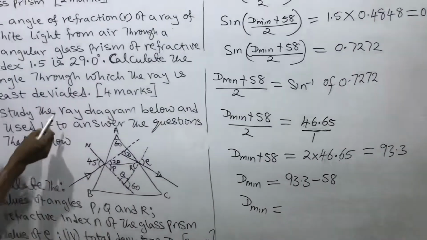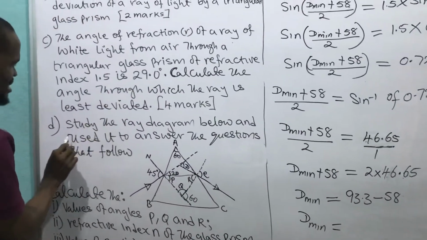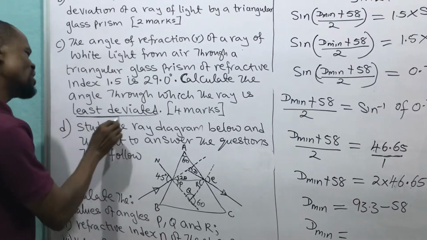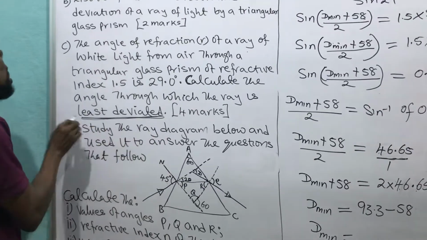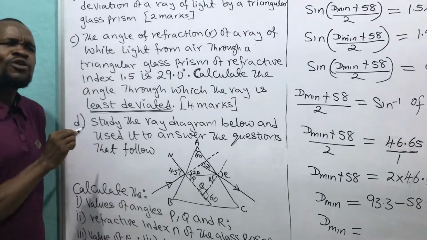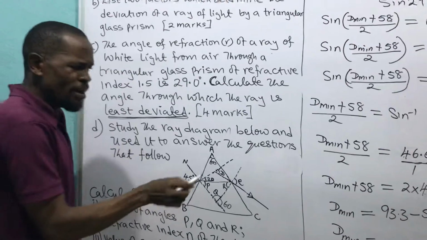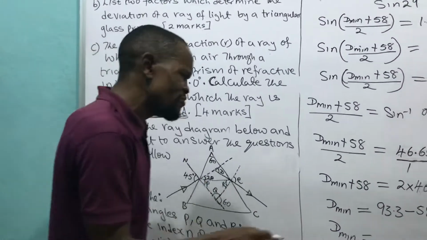Look at it. What they said here is what? Least deviation. Least deviation is also interpreted as what? Minimum deviation. You know why? They know how to use grammar to confuse students. Least deviation means minimum deviation.